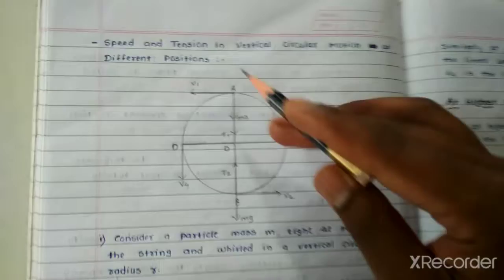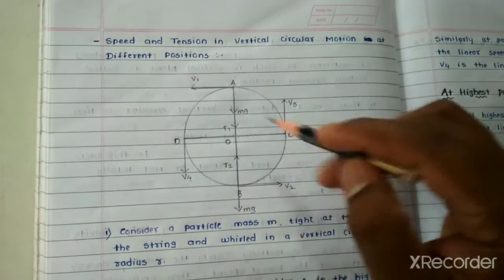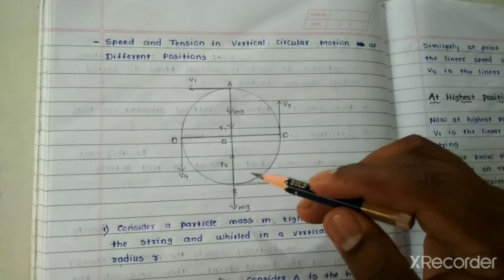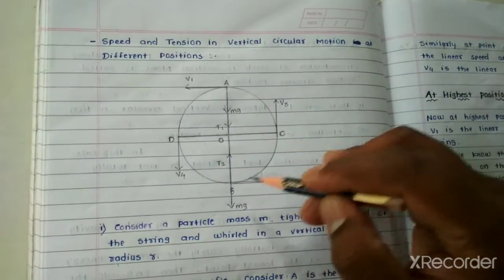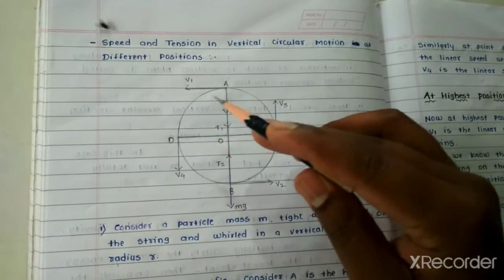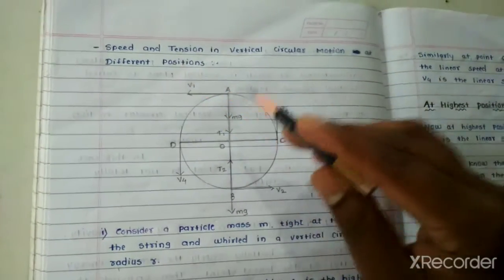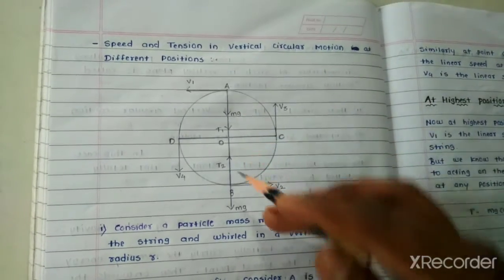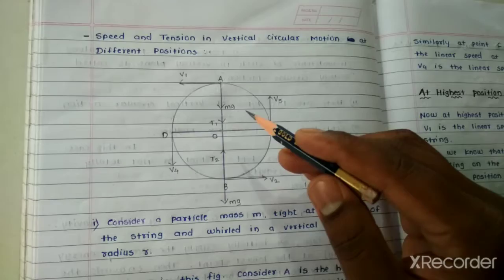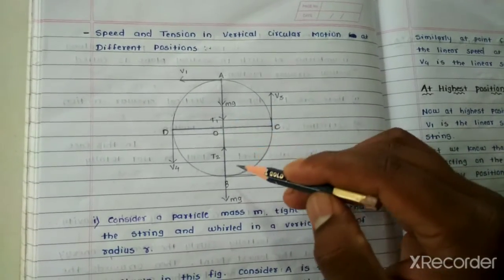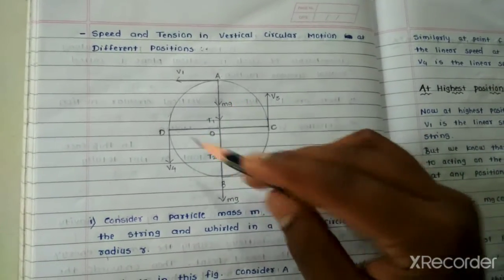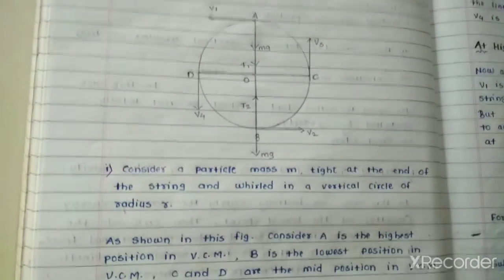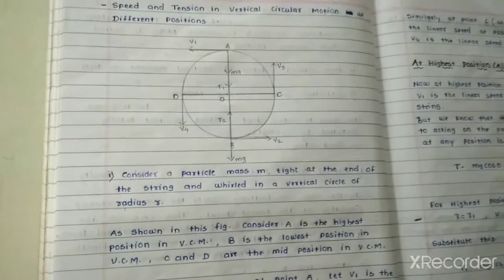Next one is speed and tension in vertical circular motion at different positions. So here we are going to check the speed or velocity and tension at different positions, at point A, at point B, at point C, and point D. Now please listen to this video and watch this video carefully, students.